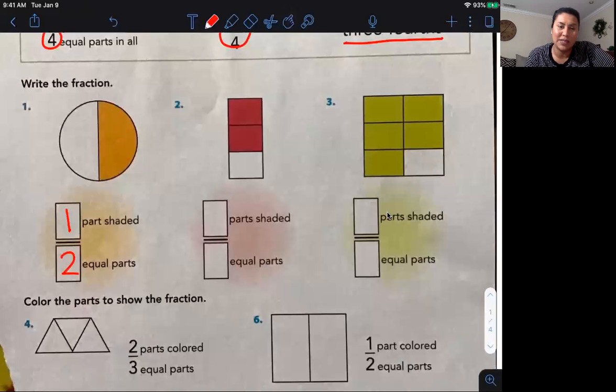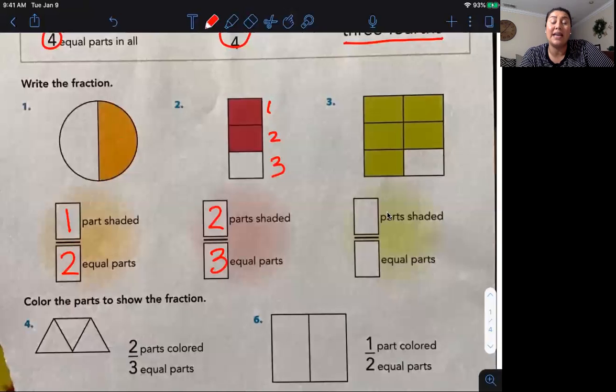Okay, let's do the same thing for the next one. How many equal parts? 1, 2, 3. 3 equal parts. How many parts are shaded in, friends? 2 of them. Does anybody know how to say this? 2/3. Nice. This is 2/3 of a, well, these always remind me of chocolate bars. Okay, next.